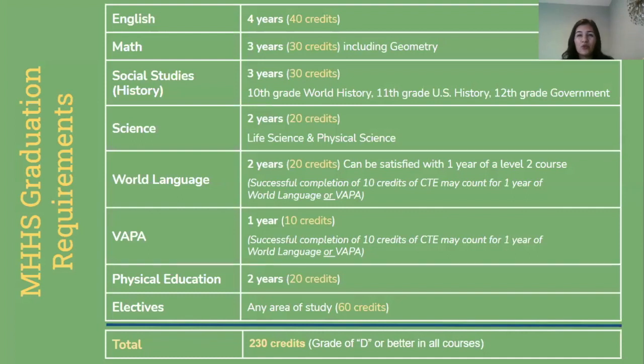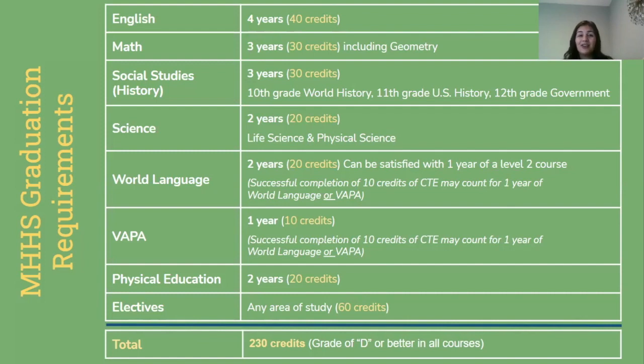Your graduation requirements that you need to complete to be able to graduate are 4 years in English. So that's 40 credits. For math, it's 30 credits. So that's equivalent to 3 years. You have to make sure to pass geometry. Social studies, it's 3 years, 30 credits. So 10th grade, what you guys are doing right now, you should have done or are working on world history. Next year will be US history, and then your senior year will be government.